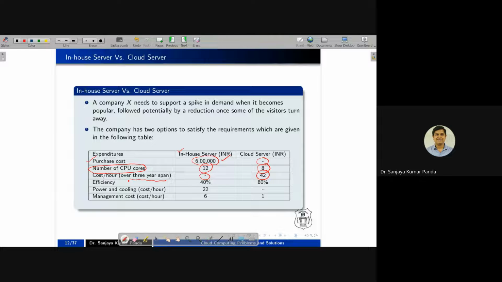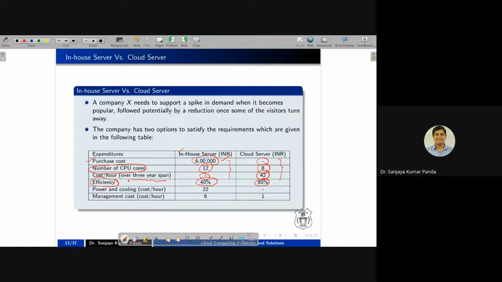Now, if you look into the efficiency of an in-house server, it is always low. The efficiency of that server is only 40%. But when you go to the cloud, the efficiency of the server increases to 80%. These estimates are given with respect to efficiency, but you have to calculate efficiency with respect to 100%. Right?